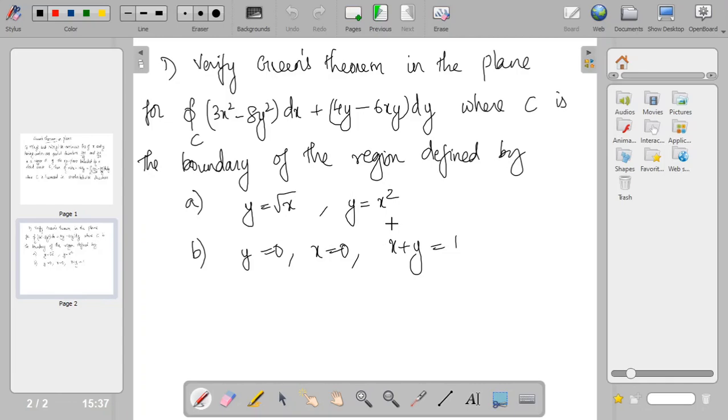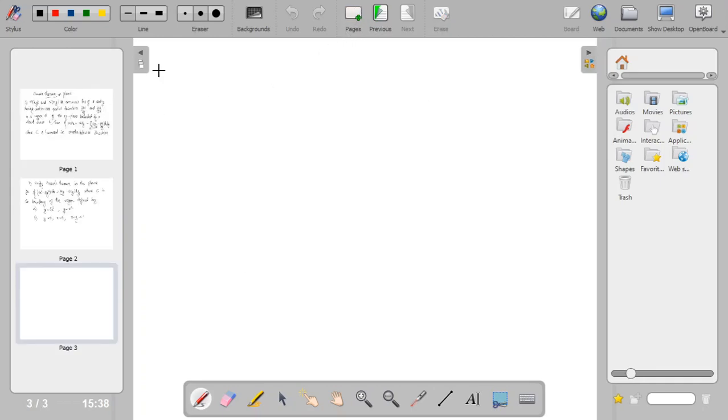So this problem has two parts. The first one is to verify Green's theorem over curve C which is the boundary of this region. The other is a different problem, with y equal to 0, x equal to 0, x plus y equal to 1. The same integral you have to evaluate over a different C. So we will see the first part.